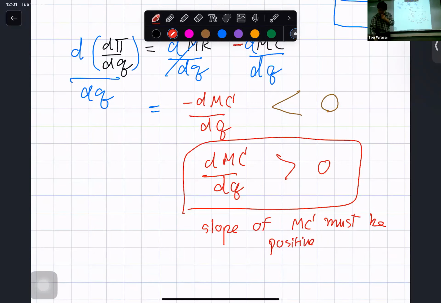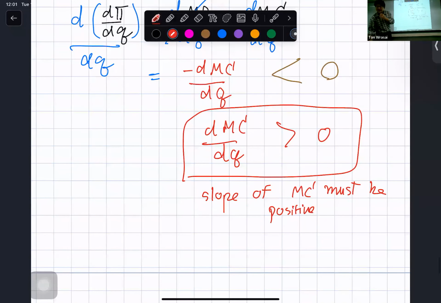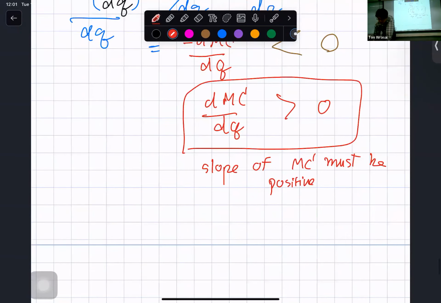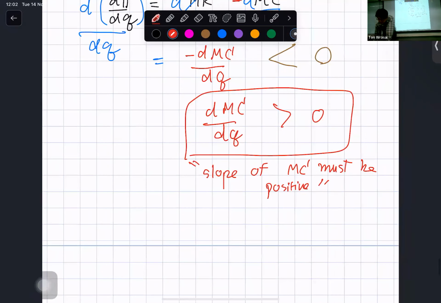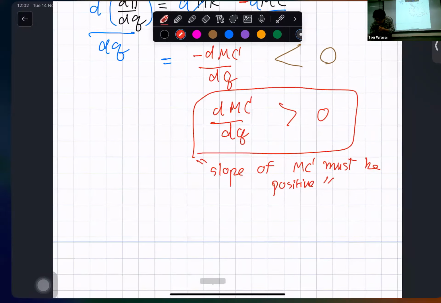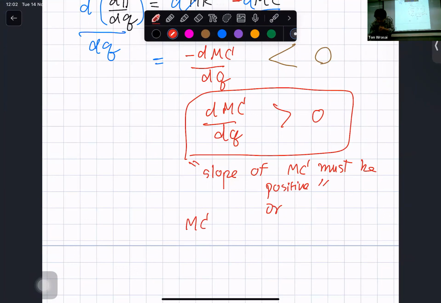Yes, which is in line with the diagram. At Q, the slope of MC is positive, really. That's the second requirement. Or you can say the MC curve must be rising.